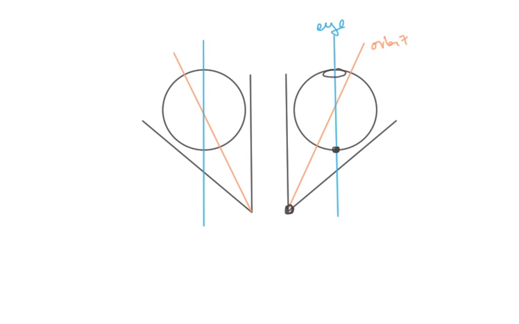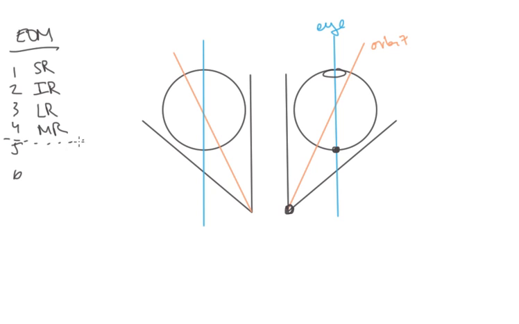But like I've mentioned already, there are 6 extraocular muscles, right? 4 recti and 2 obliques. The superior rectus, the inferior rectus, the lateral rectus, and medial rectus, and 2 obliques, the superior oblique and the inferior oblique.